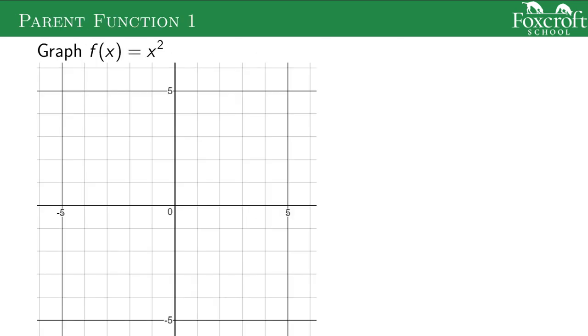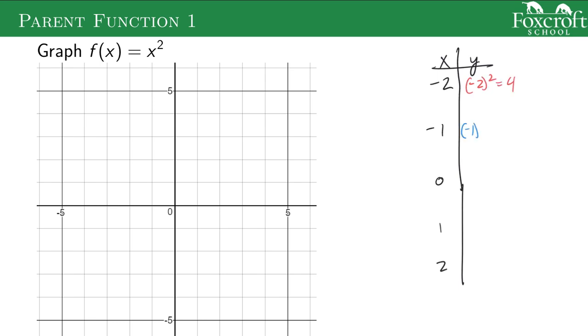All right, so first we need to know, what do the parent functions look like? So let's just say you forgot what x squared looks like, just so we can review strategy 1. Strategy 1 is we pick some x values, we plug those into our function, which just says take that number and square it, and that's going to give us a bunch of y values.